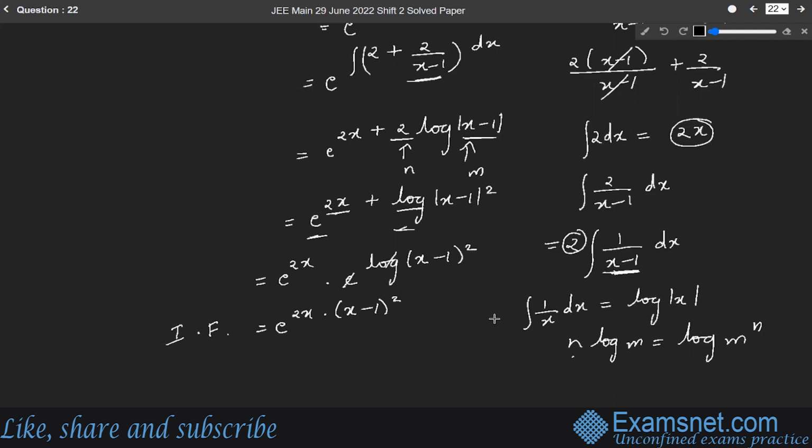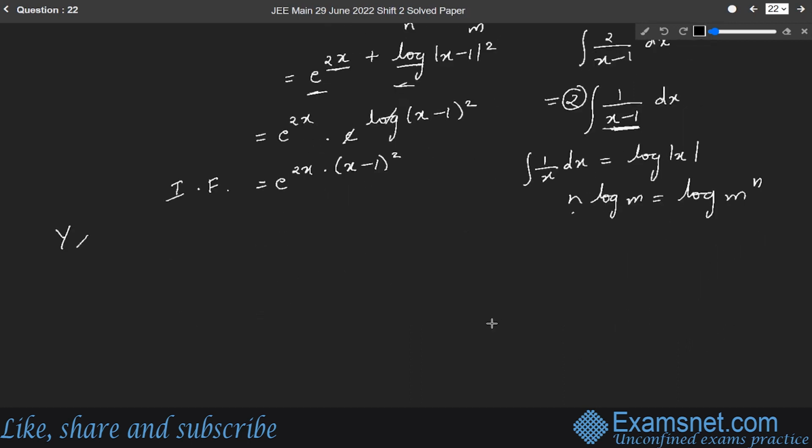Now, whenever we have to find the solution of a differential equation, we apply a formula, which is y into integrating factor will be equal to integral of q into integrating factor. Okay. So y into integrating factor will be equal to integral of q into integrating factor. All right. What is integrating factor? We have integrating factor as x minus 1 square into e to the power 2x. Okay, since here there was log, so it will be x minus 1 square into e to the power 2x, right? This is the integrating factor.